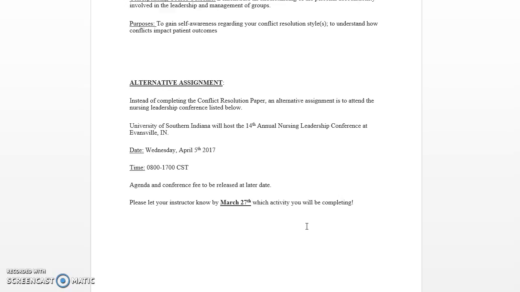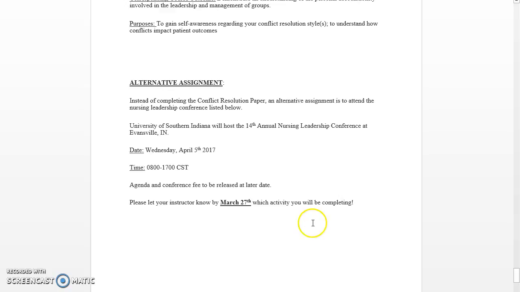I don't have the agenda, they have not released that yet, or the conference fee. Usually it's about $15 to go, because you're considered an undergraduate student, so they give you a really good discount. So again, look at your work schedule, look at your schedule in general, and if this fits for you, I really strongly encourage students to attend. Every year the majority of students do go to this. They get a lot out of it. I think originally a lot of people go just to get out of a paper, but they really get a lot of good information and good skills that they learn at the conference. So if you can, I really encourage you to make this trip to Evansville and go to the conference.